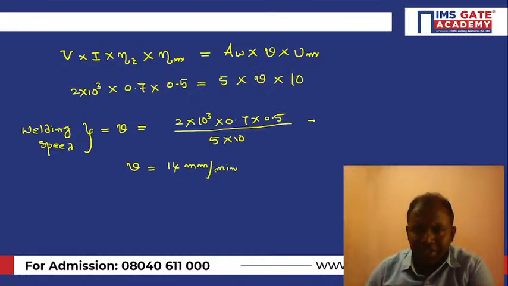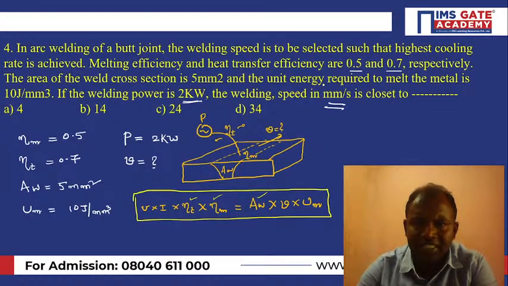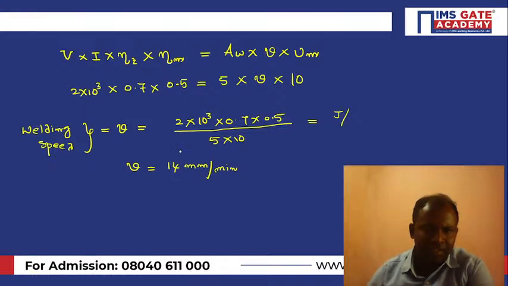Right. So if you want, you can check the units. Power units is watts, so watts I can write as joule per second. What it is asking is per second only. So you will get per second only here.